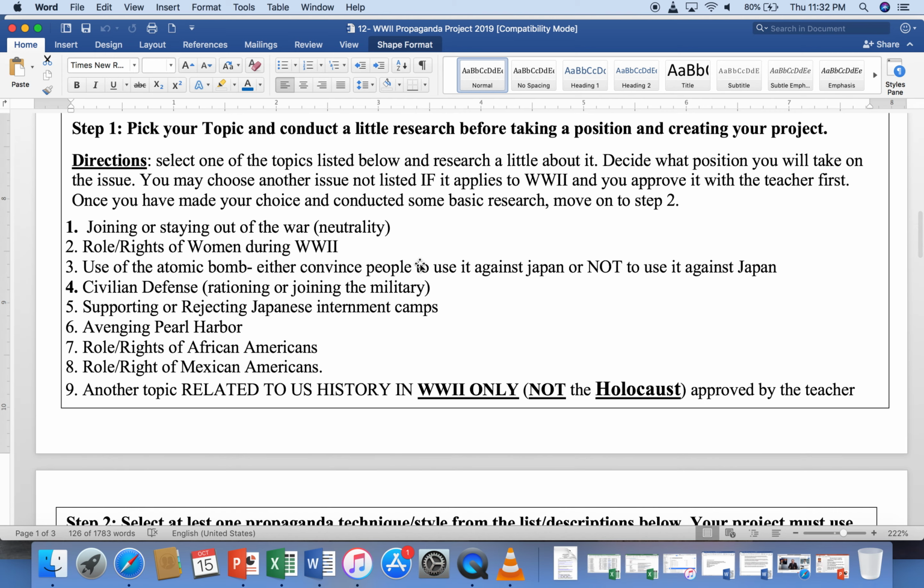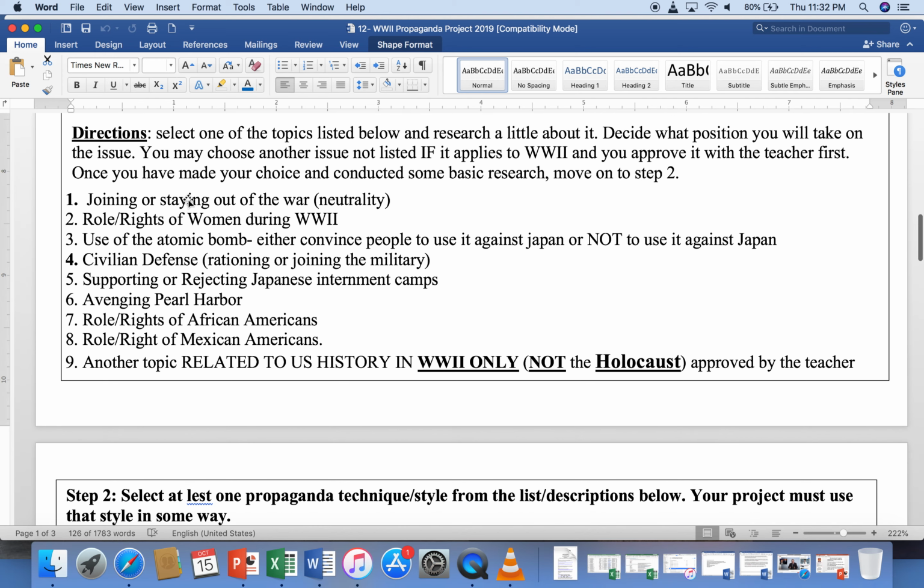Here are the recommendations that I give. And keep in mind that you're trying to convince people of something, so you have to take a position. Let's talk about what those positions might look like here. So first thing is joining or staying out of the war, which is the issue of neutrality, right? Your 2 sort of points of view here are I want the United States to join the war or I want the United States to stay out of the war. You could create a piece of propaganda for either. The second thing is the role of rights of women during World War II. So you may create a poster that encourages women to join the workforce. That is a clear point of view that you're trying to get or convince women to work.